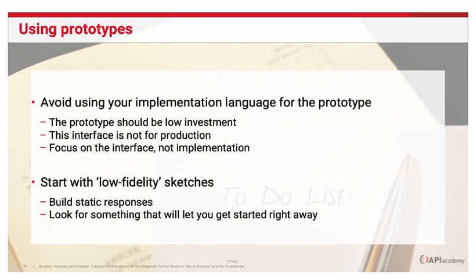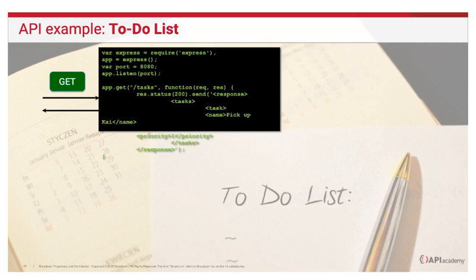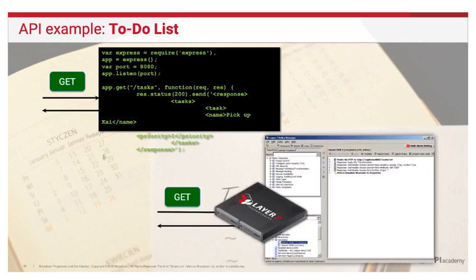Here are some best practices when prototyping. The prototype should be low investment. Remember that its purpose is for development, not production. To get you to testing straight away, use static responses and samples of everything, from parameters to policies. Static responses can be created using a number of tools, including lightweight servers, or existing infrastructure like an API gateway.